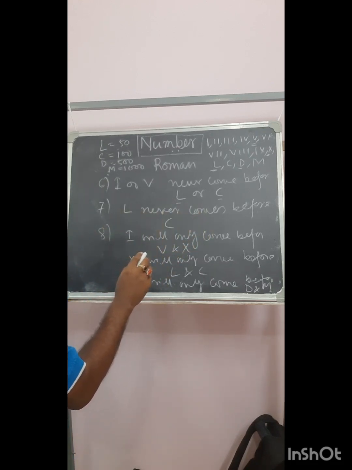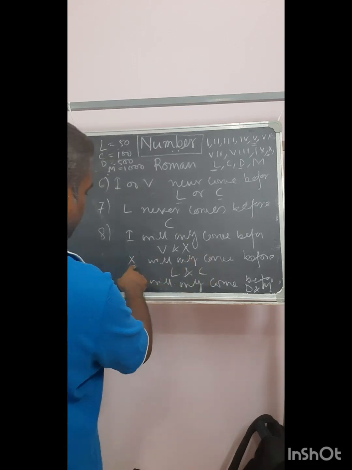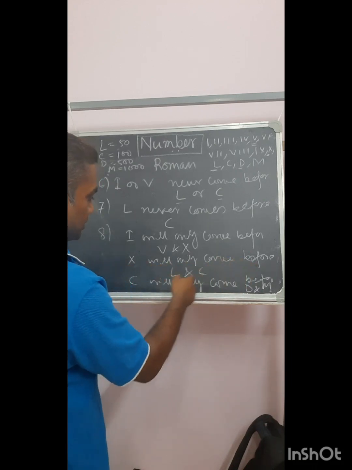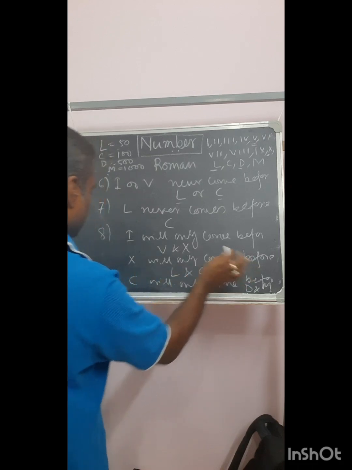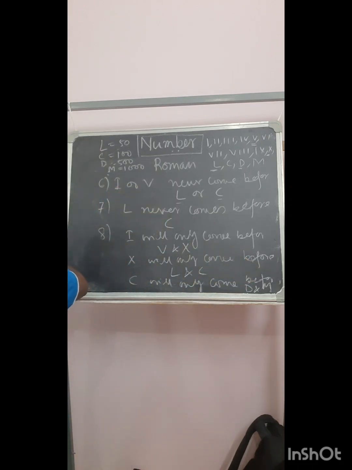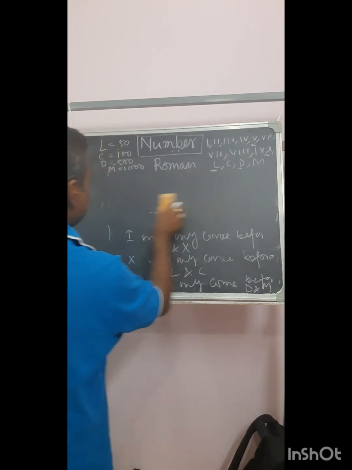So anything I am missing? X can be subtracted from L and C. This is because X can come before L and C, so X only can be subtracted from L and C. That is understood. So these are the rules for the Roman system. Now I will try to represent some numbers.